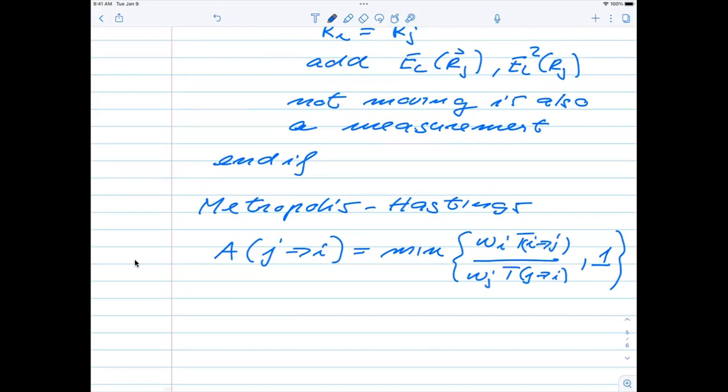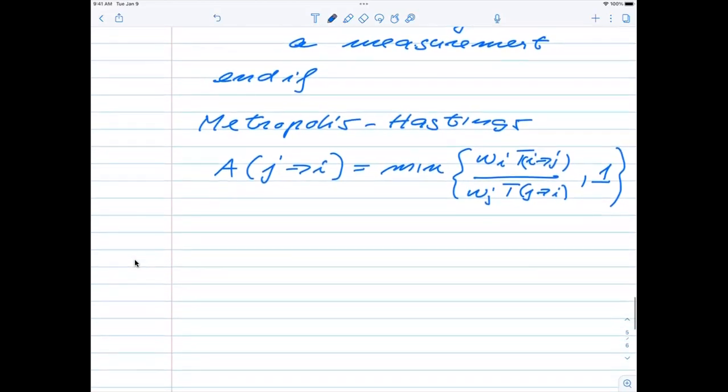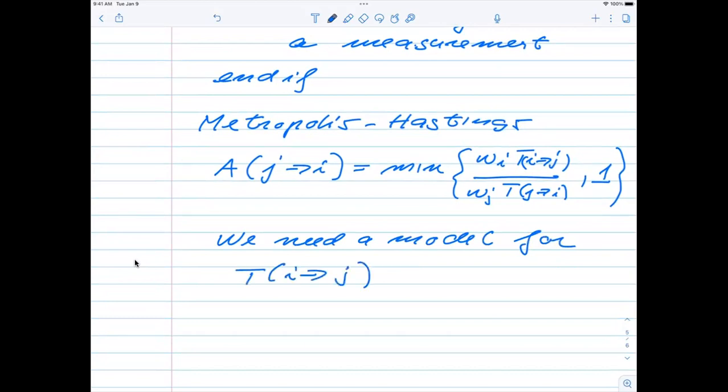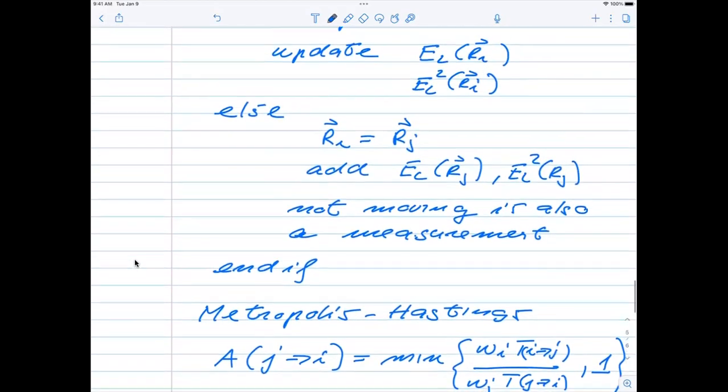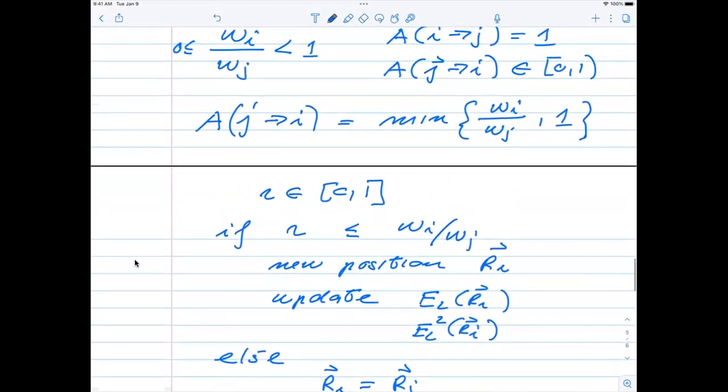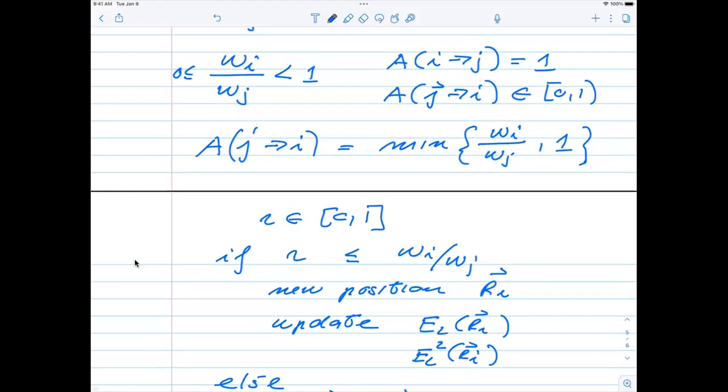Now, the thing which becomes important for us now is actually to think of a model for this Ti going to J, and vice versa, unless we assume that these are reversible probabilities. And in that case, Ti going to J and Tj going to I are just equal, and then they disappear from the factor which we have to evaluate. So the basics of the Metropolis algorithm are contained in these simple equations.